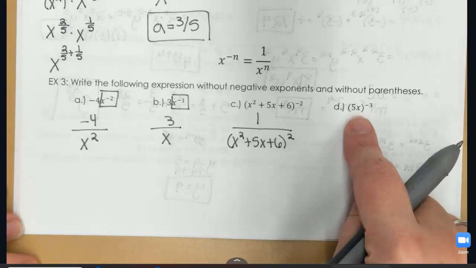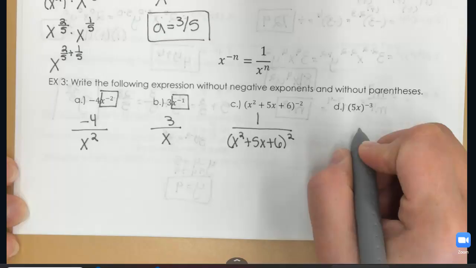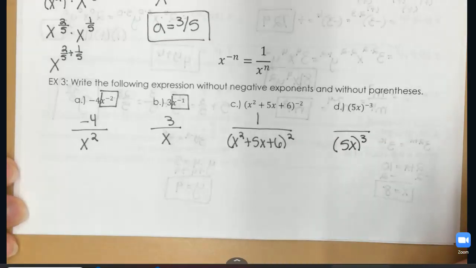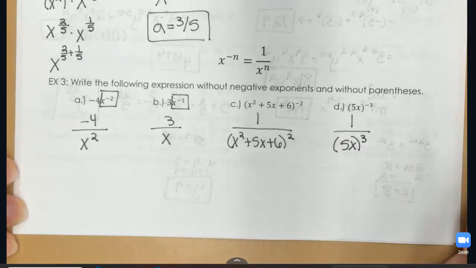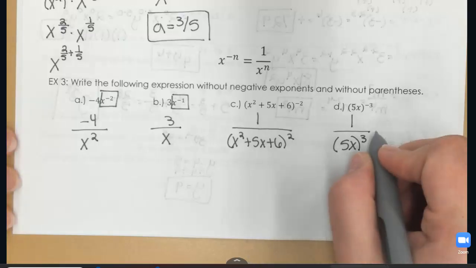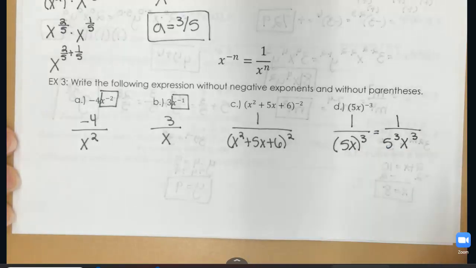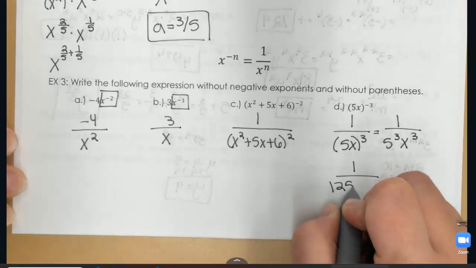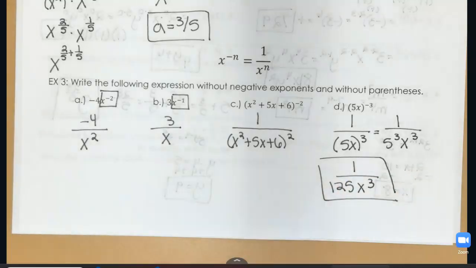Okay, and then lastly, 5x to the negative 3, the whole thing is in parentheses, so the negative 3 applies to the whole piece. So that will move to the denominator, and I'll get an exponent of positive 3 now. Because I moved everything, my numerator is now just 1. And then this is my power of a product rule, so that will be 5 to the third x to the third. 5 to the third is 125. So I have 1 over 125x cubed as my final result there.